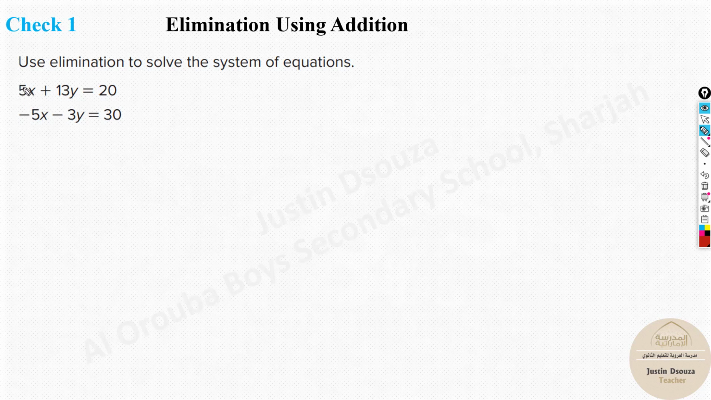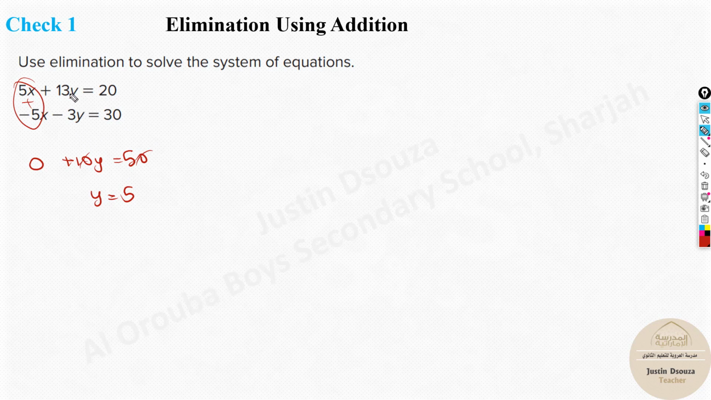Now we can see over here 5x and minus 5x. It's very easy to solve them. So add them up, it'll be 0 here. You're remaining with the right side, that is plus 13 minus 3 will be plus 10, 10y equals 50. Just divide both the sides by 10, it'll be 5. The 0, 0 cancels, y is equal to 5. Now substitute this 5 in any one of these equations.